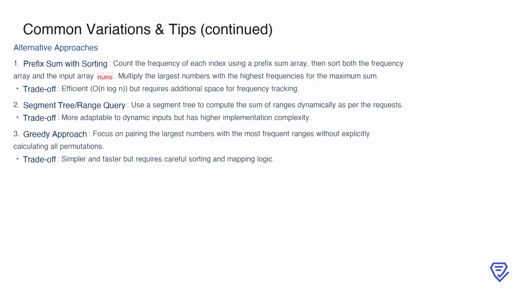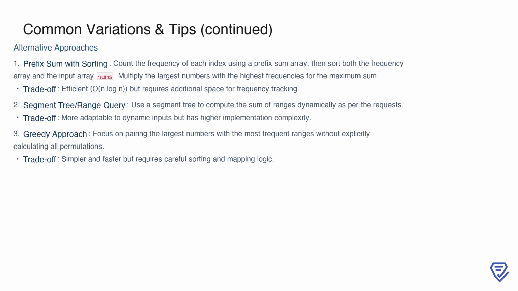There are several alternative approaches to solving this problem, each with its own trade-offs. One common method is using a prefix sum array combined with sorting. Here, you count the frequency of each index using the prefix sum technique, then sort both the frequency array and the input array nums. By multiplying the largest numbers with the highest frequencies, you can achieve the maximum sum efficiently in n log n time. However, this approach does require additional space to track frequencies.